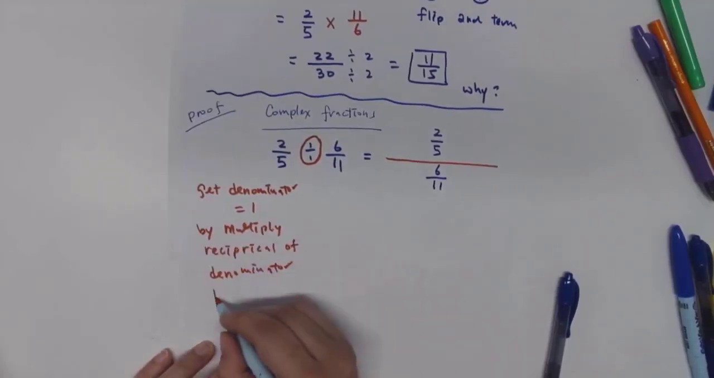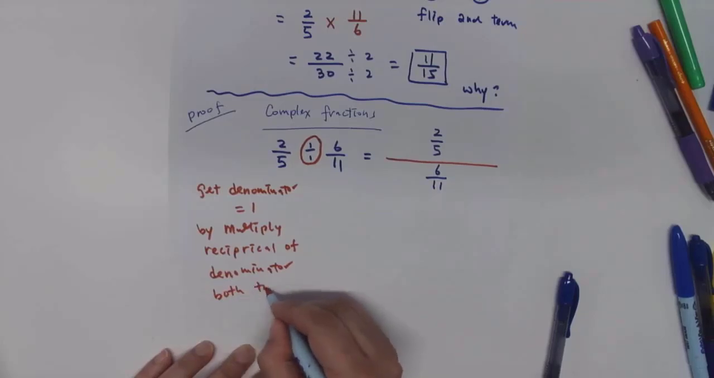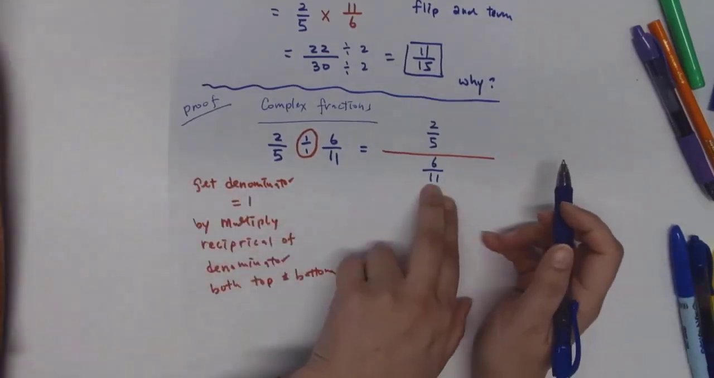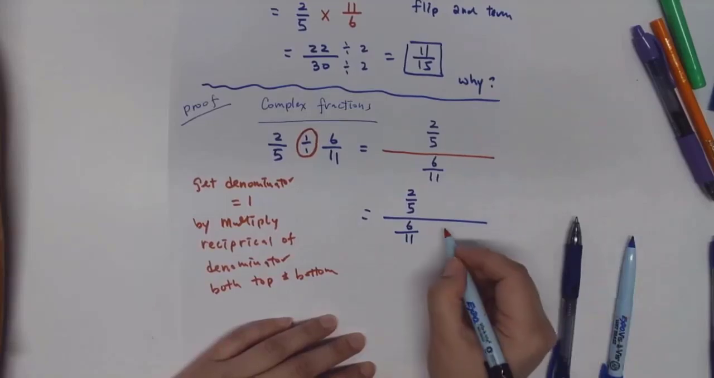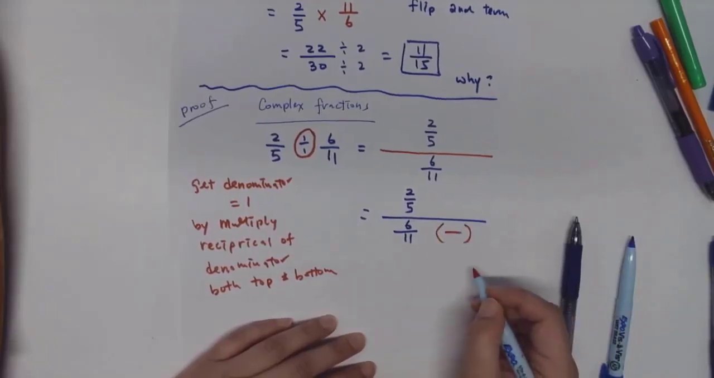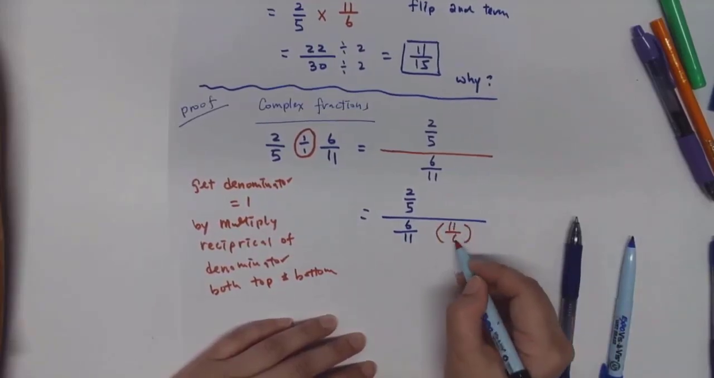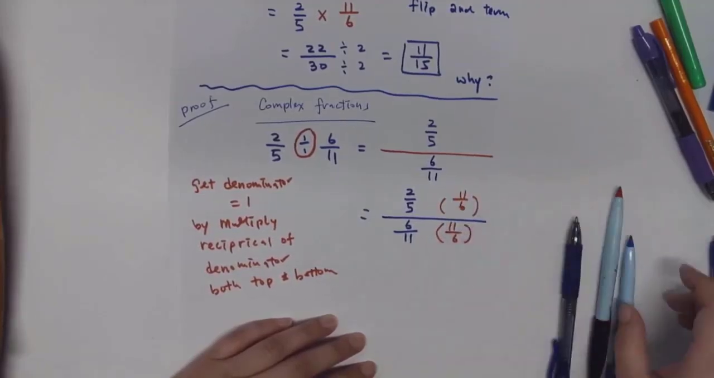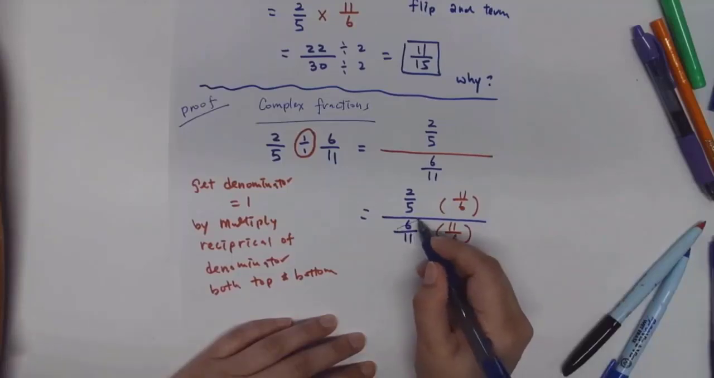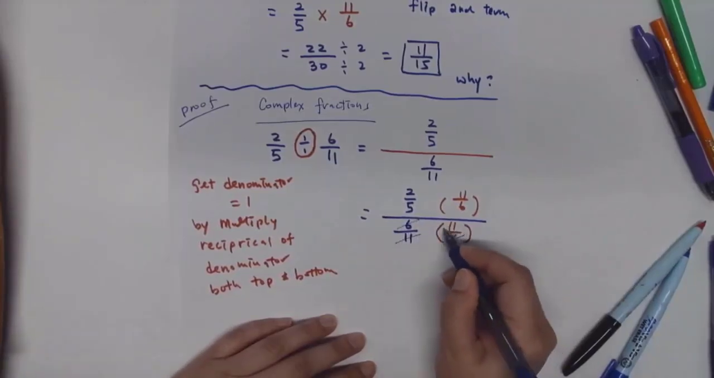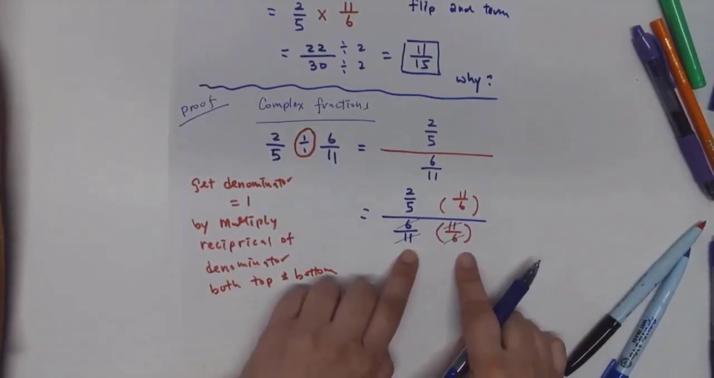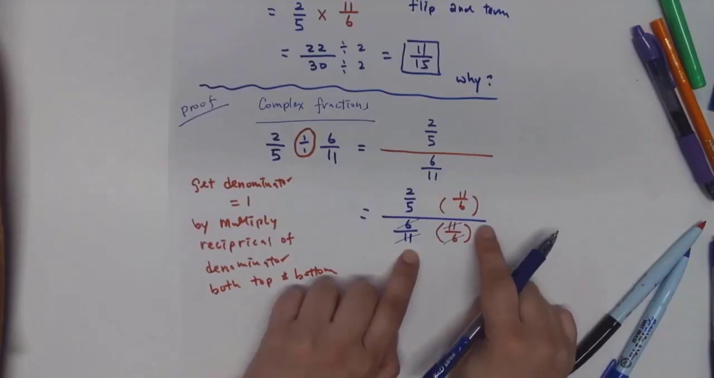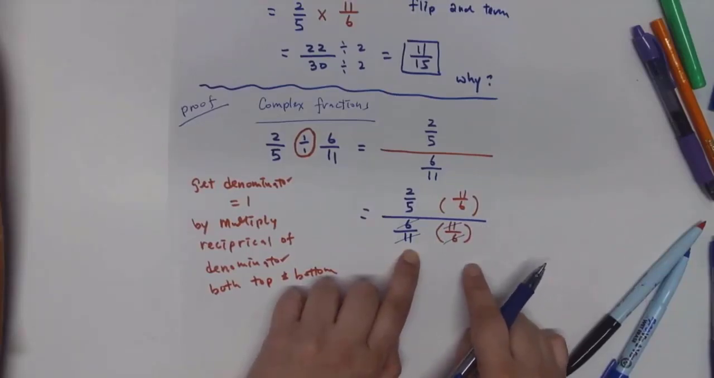To do that for both top and bottom. Alright, so reciprocal means what? This fraction. So if you flip it, what do we get? 11 over 6. Whatever you multiply at the bottom, do the same on top. So this will reduce, this 6 with this 6, 11 over 11. When you multiply fraction with fraction, anything on top with anything at the bottom.